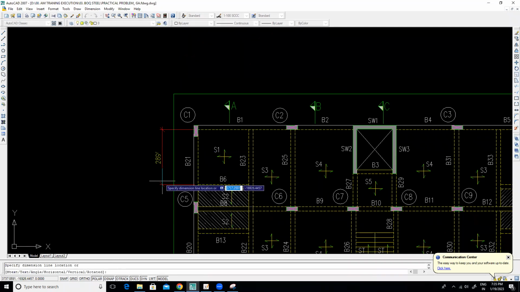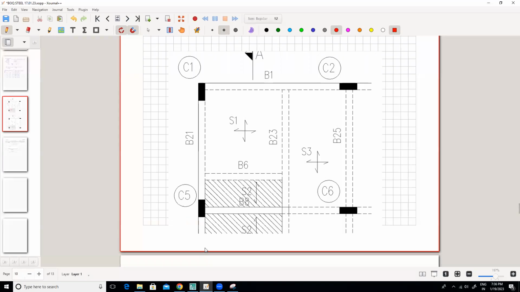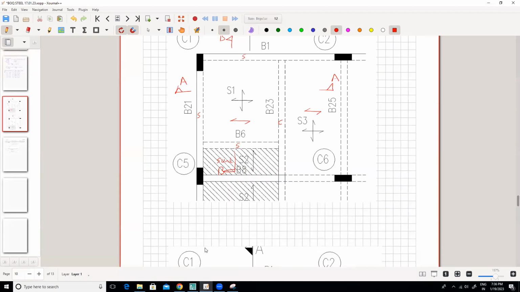Internal dimensions I'm measuring 2.89 and this one is 2.66. Or let me do it in mm. 2660. See, deliberately I am going from the basic principles. And how much is this? 2890. 2890. Right? So you know these dimensions.